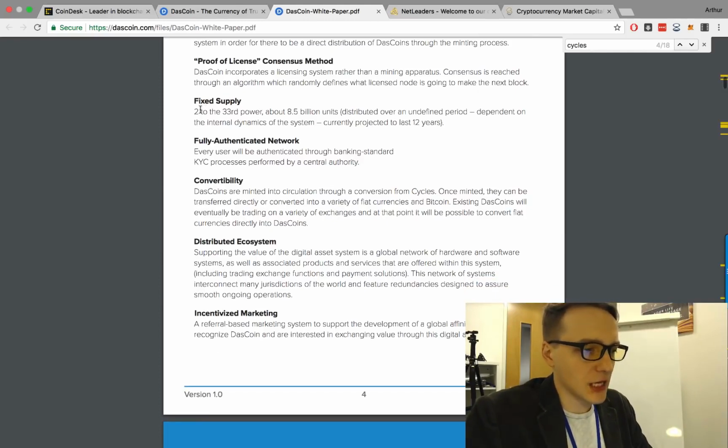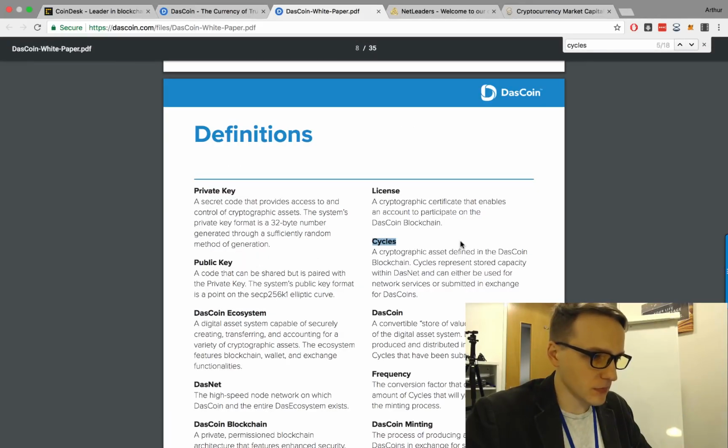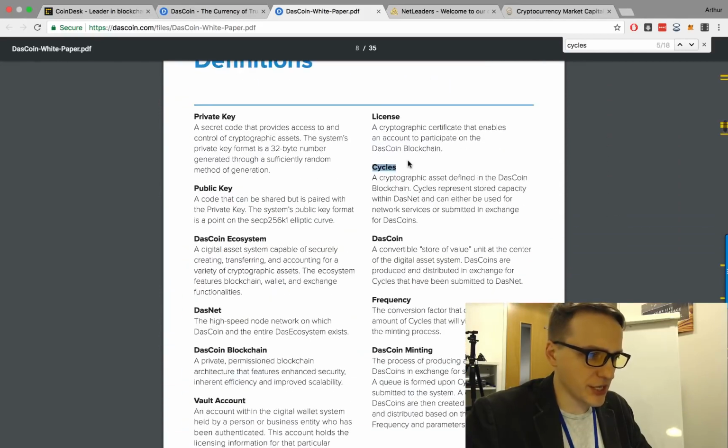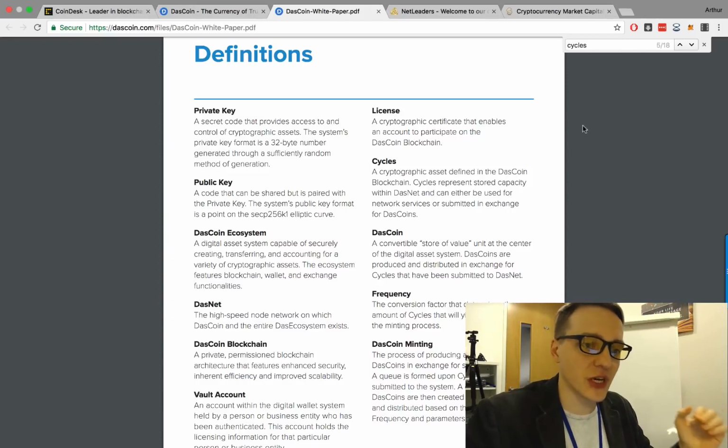Fixed supply, it's good to mention. So 2 to the 33rd power is how many DasCoins will ever be created. So nearly 8.6 billion DasCoins. Again, let's carry on. That's definitions, that's on page 8 of the white paper. So cycles is here, a cryptographic asset defined in the DasCoin blockchain. Cycles represent stored capacity within DasNet and can either be used for network services or submitted in exchange for DasCoins. Again, here is that mention where if you want DasCoins, you need to have cycles first.